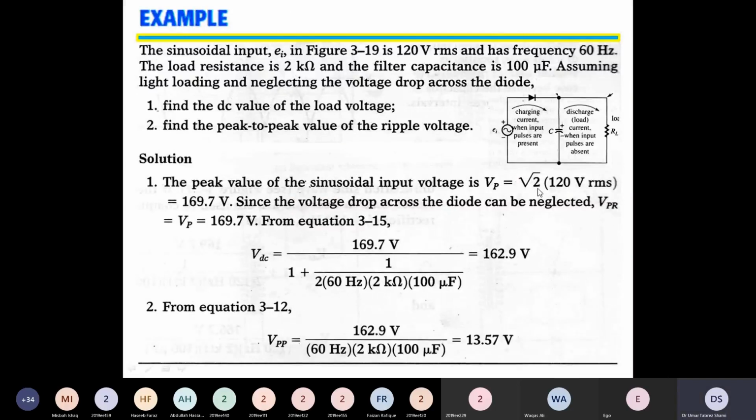The V peak is equal to root 2 multiplied by 120 RMS, because 120 is the RMS voltage. To find the peak value, we multiply the RMS voltage with root 2, and this is 169.7 volts. This is the maximum voltage.